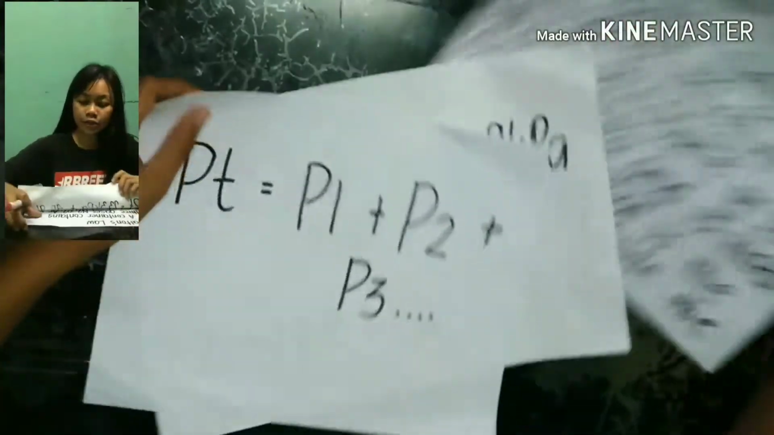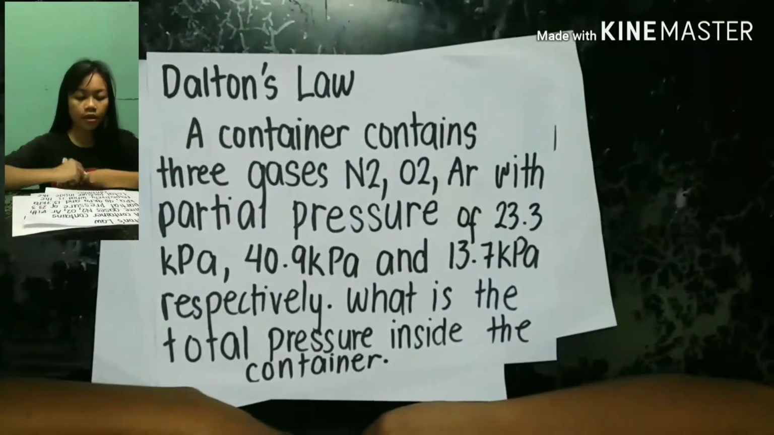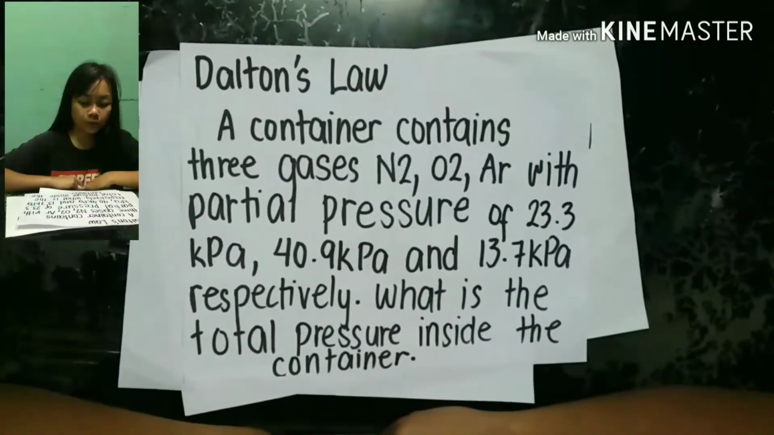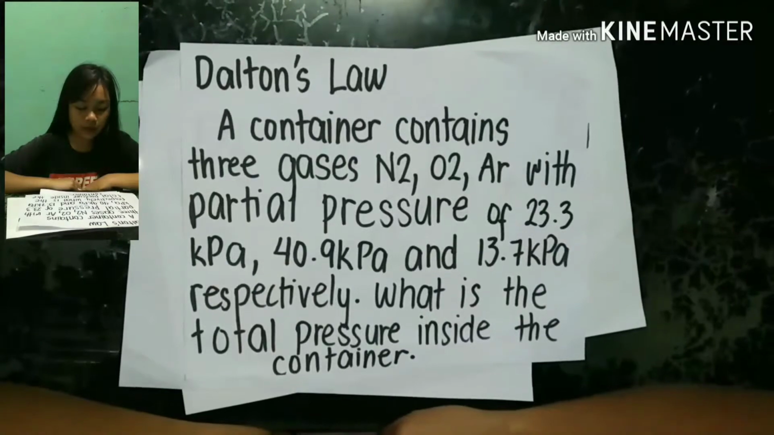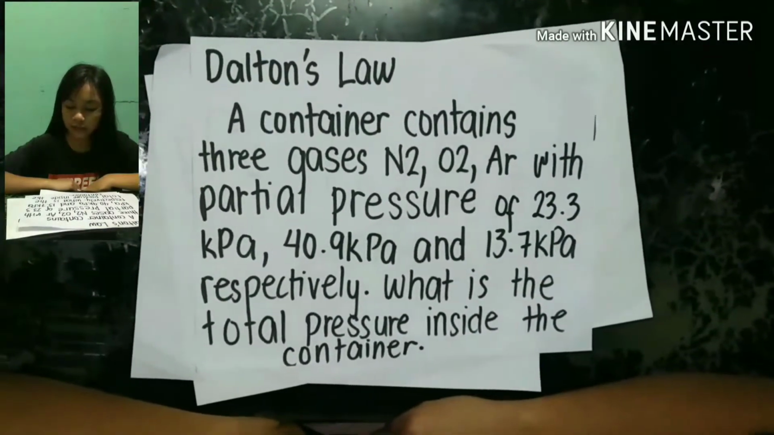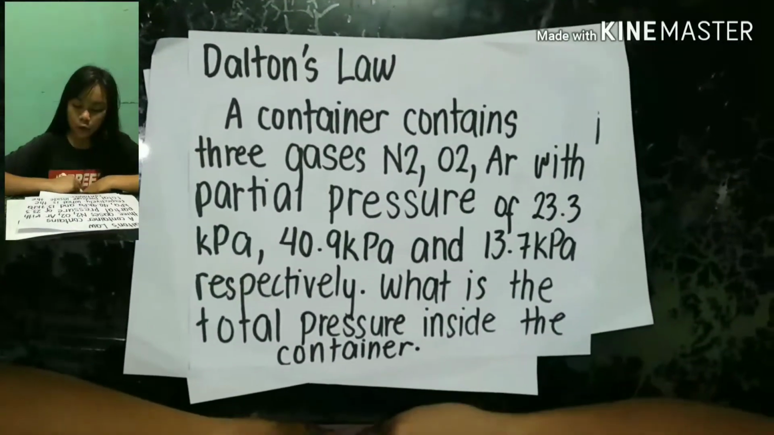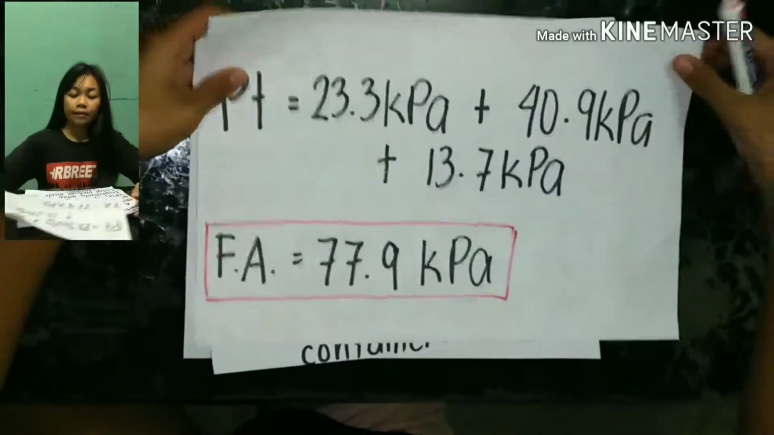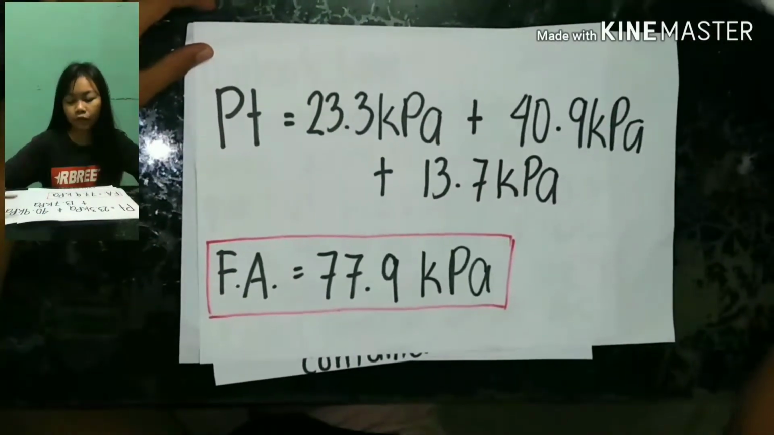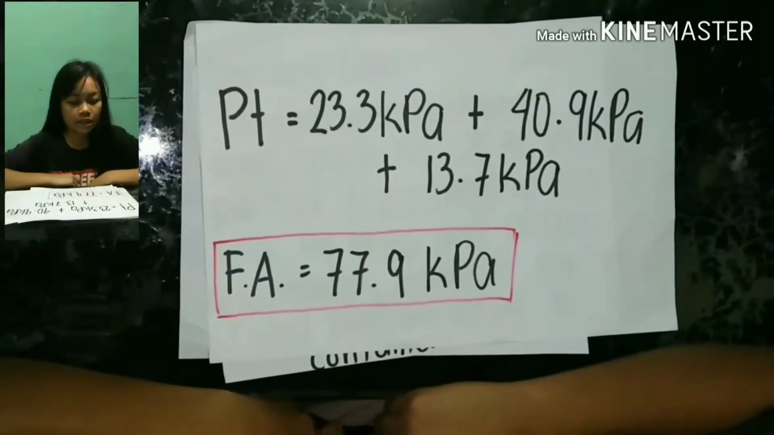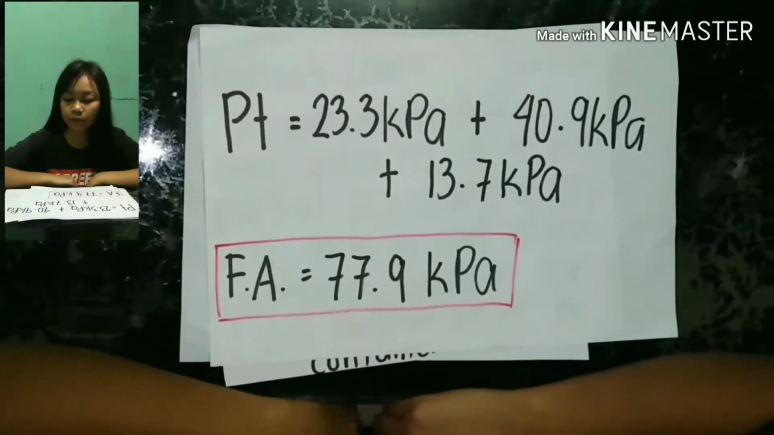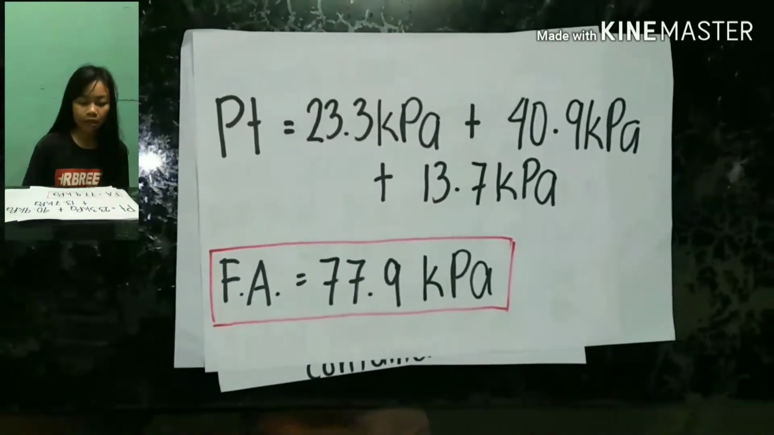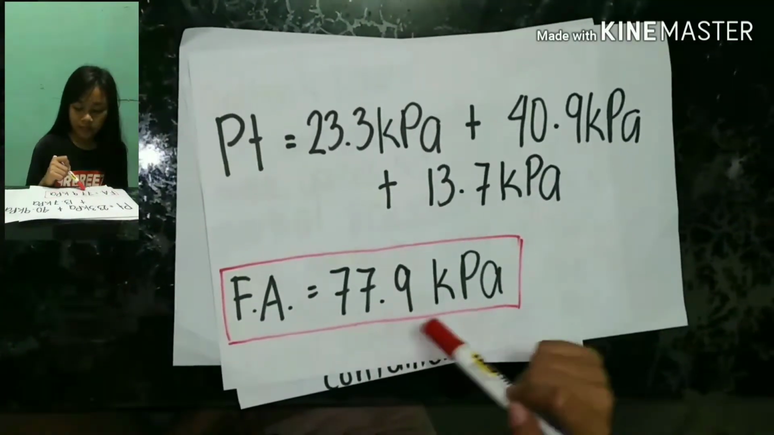So let's try to solve the problem. A container contains 3 gases, N2, O2, and Ar, with partial pressures of 23.3 kPa, 40.9 kPa, and 13.7 kPa, respectively. What is the total pressure inside the container? This is easy to solve. You will just transfer the given to the formula and simply add. PT is equal to 23.3 kPa plus 40.9 kPa plus 13.7 kPa, and you will get the final answer, 77.9 kPa.